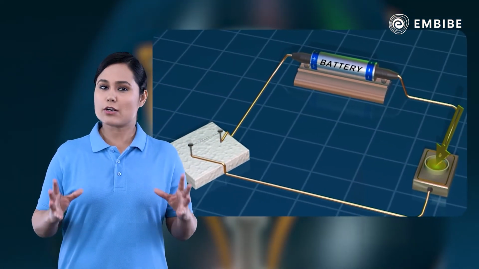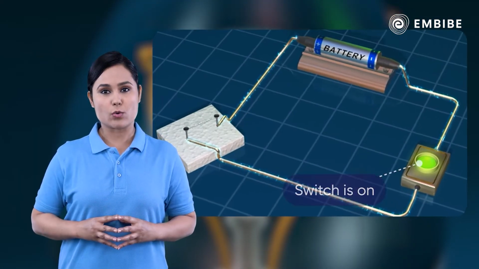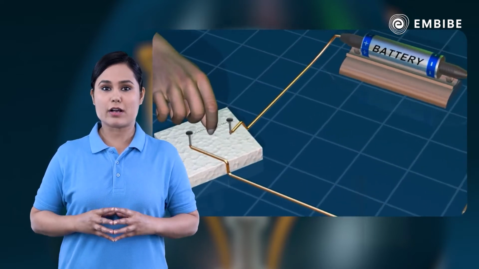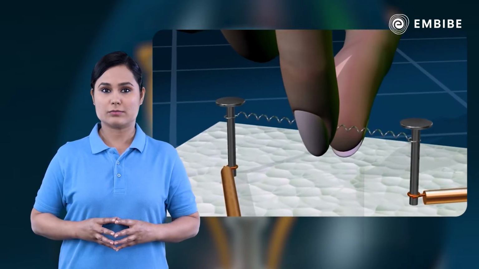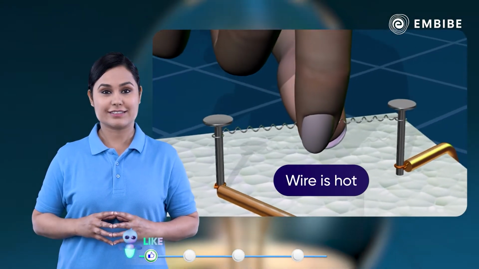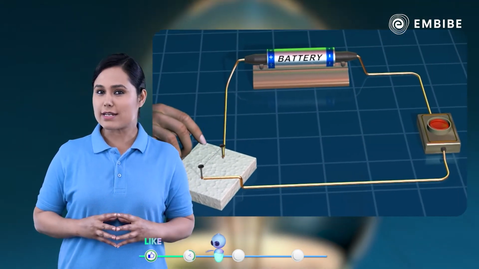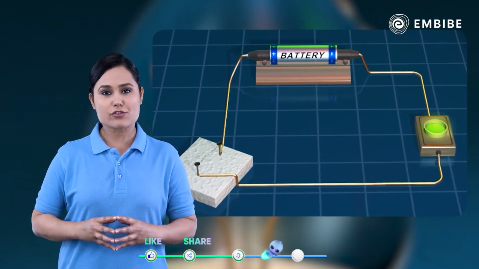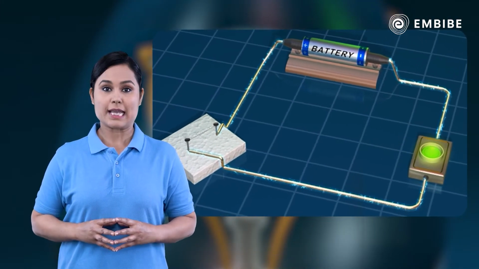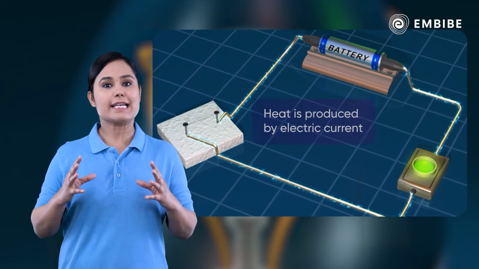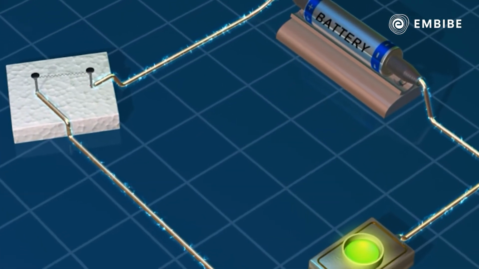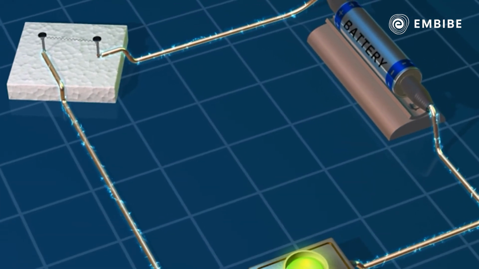Now, turn on the switch and let the current flow through the circuit for a while. Next, switch off the current and touch the wire. What do you observe? The wire has become hot. Hence, we can understand that when an electric current flows through a wire, heat is produced in it. This principle is called the heating effect of an electric current. Let us see some practical examples of this principle.